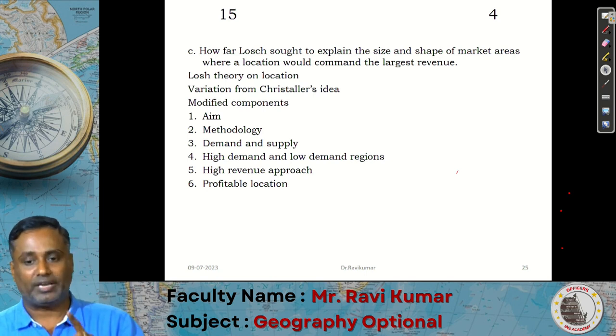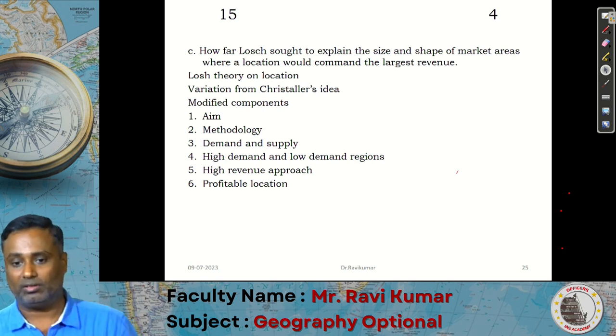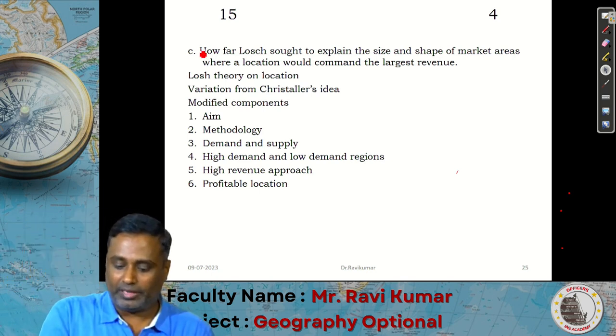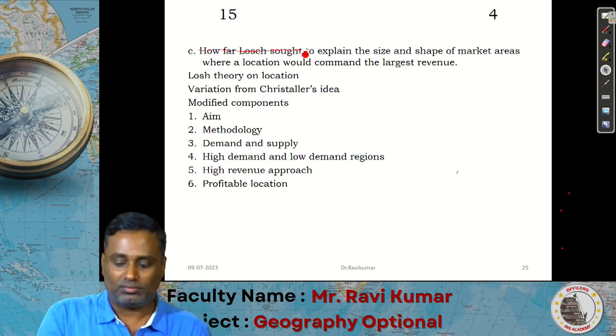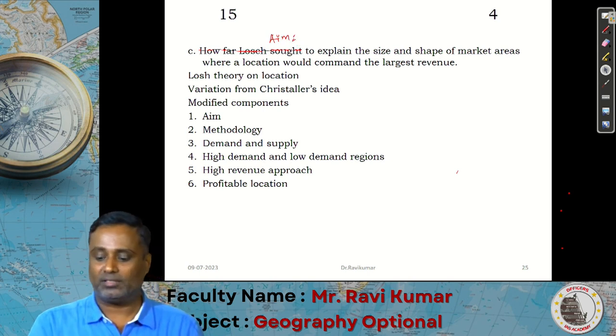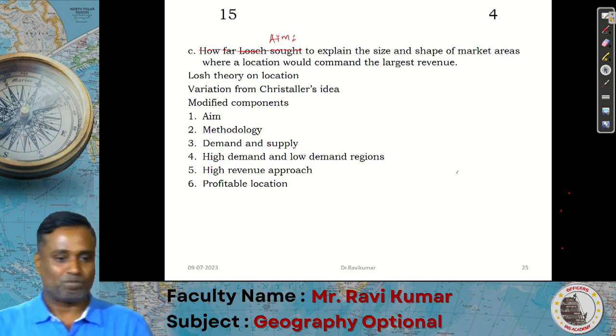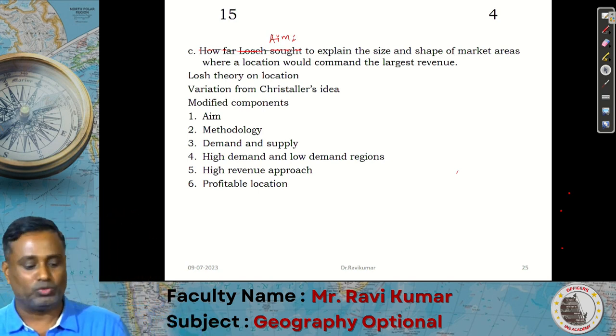Exactly, this question is derived from the aim of the Losch theory. If you take how far the Losch theory goes, you write here: the aim of the theory is to explain the size and the shape of the market areas where the location will be commanded the largest. That is exactly the aim of the Losch theory. That's all. Now what should you write?